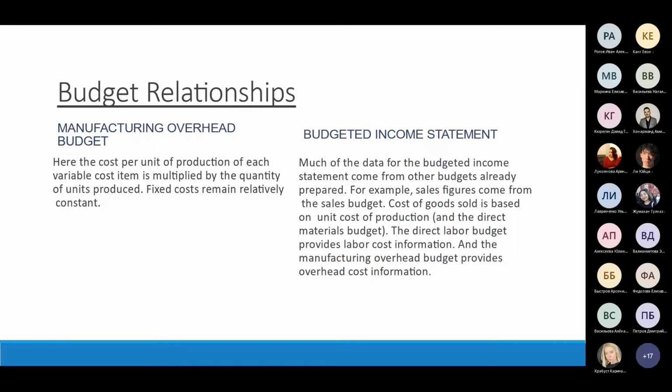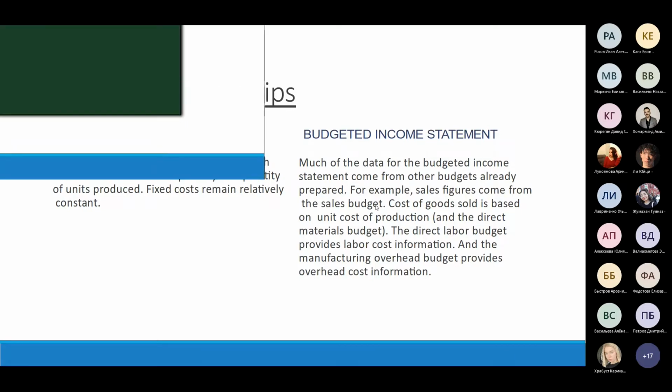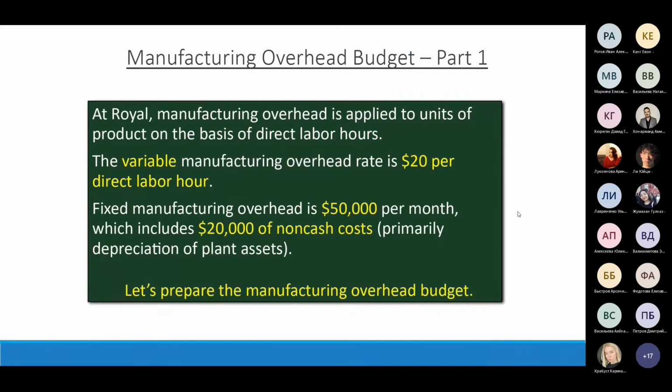Then when your production budget, sales budget, and direct materials purchase budget are made, you can make the income statement, calculate the cost of goods sold, and prepare the balance sheet. So this is an example of how this firm Royal is making the overhead budget.